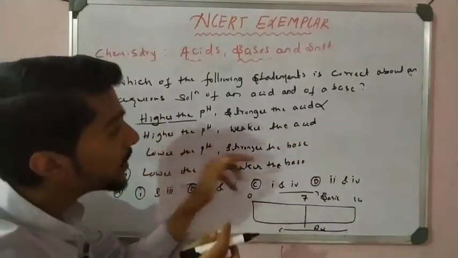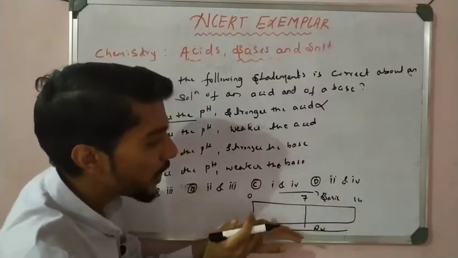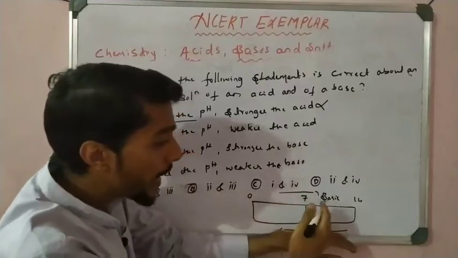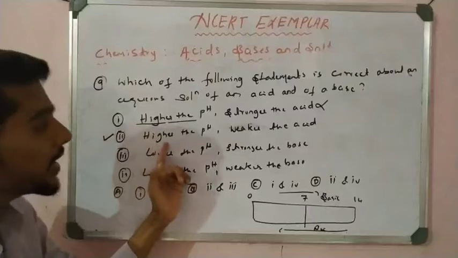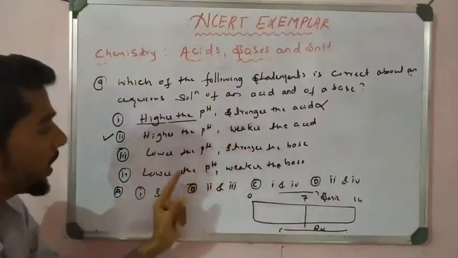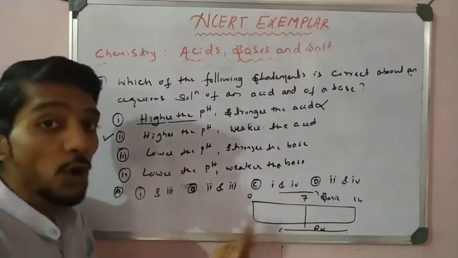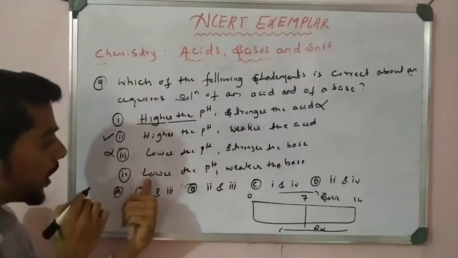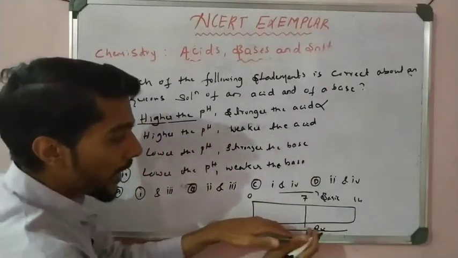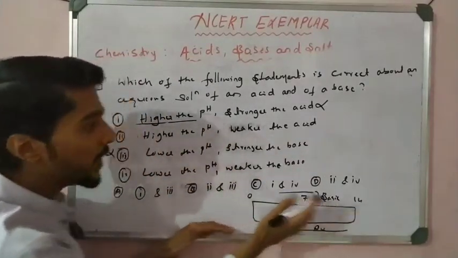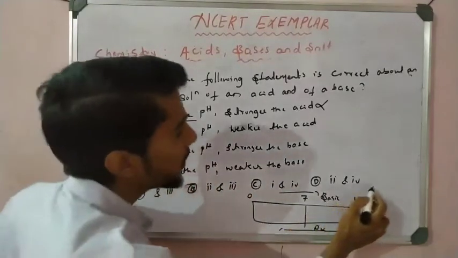Higher the pH, the acid is weaker. That is correct. If I increase the pH value 1, 2, 3, 4, 5, then acidity decreases, right? So the second statement is correct: higher the pH, weaker the acid. Now, lower the pH, stronger the base? No, lower the pH means stronger the acid, so this is wrong. Lower the pH, weaker the base: if the pH is lower, the acidic character increases and the basic character decreases. So that is correct. Statements 2 and 4 are correct, so option D is correct, right, students?